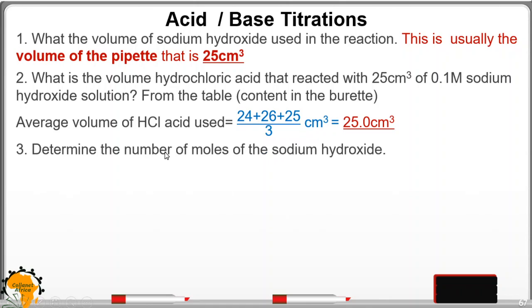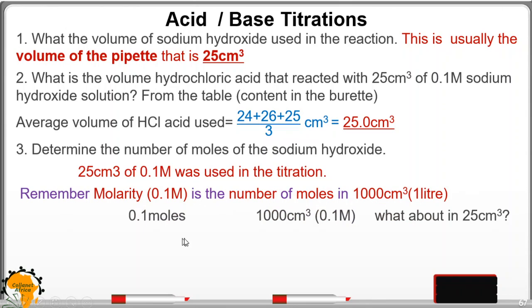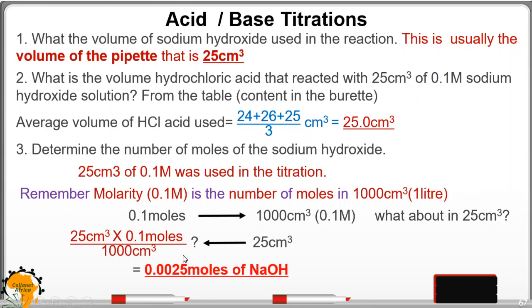Three, determine the number of moles of sodium hydroxide. If you want to determine the number of moles of sodium hydroxide, remember the volume of the pipette and the concentration or the molarity of the base was 0.1. Therefore, this means 0.1 moles are present in 1,000 cm³. So what about 25 cm³? You cross multiply: 25 times 0.1 divided by 1,000 to get the number of moles as 0.0025 moles of sodium hydroxide.